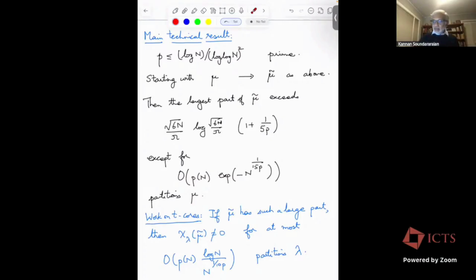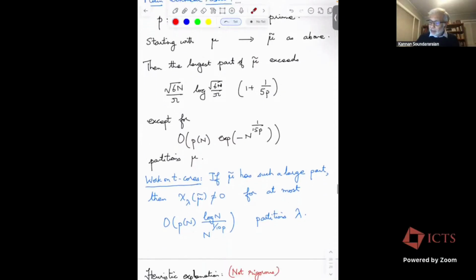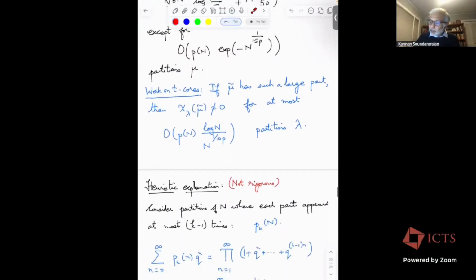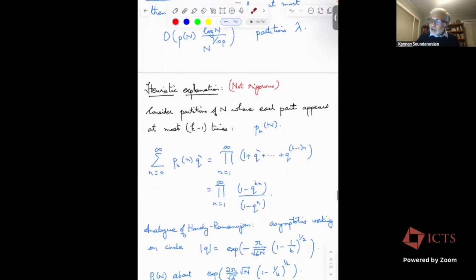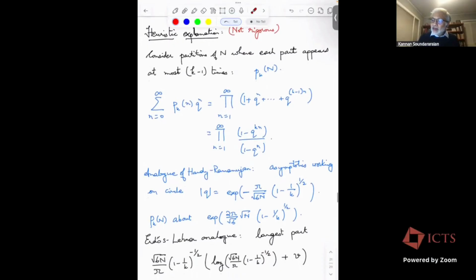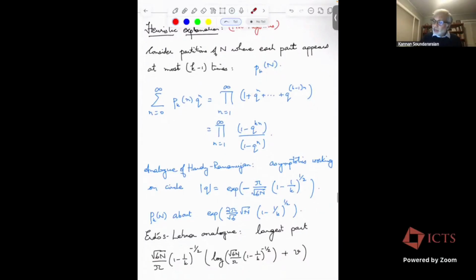So this is the main result that we had for divisibility by primes p. And the heuristic explanation for that is that if I look at partitions of n, where each part appears no more than k minus 1 times, I can work out its generating function.